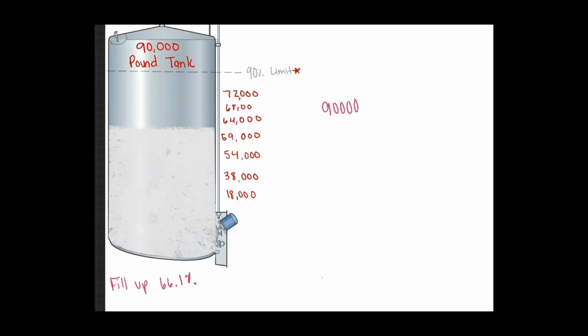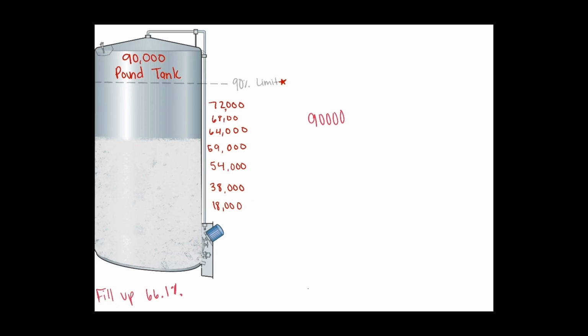I have a 90,000 tank. The instructions say to fill it up 66.1%. So I'm going to multiply that by 66.1%. I will get a total of 59,490. This is how much is shaded. This is about 59,000. It's up under 64,000, but a little bit above 59,000. So that's how I calculated this one.